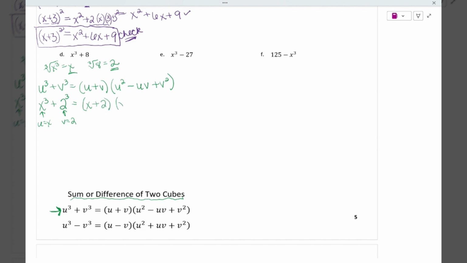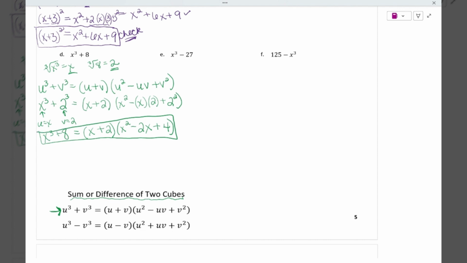U squared is the x squared, minus u times v, so I multiply those two cube roots, plus v squared, so you take the cube root of the second term, squared. So let's clean this up, simplify: x plus 2 times x squared minus 2x plus 2 squared, which is 4. So that would be my factorization for the x cubed plus 8 right there.